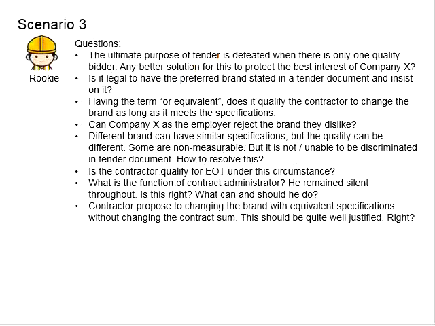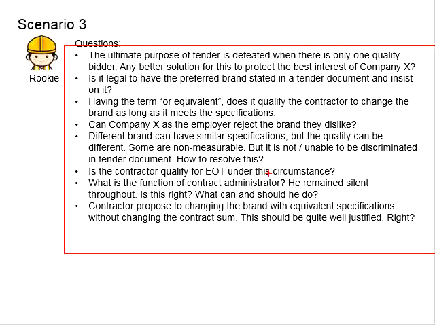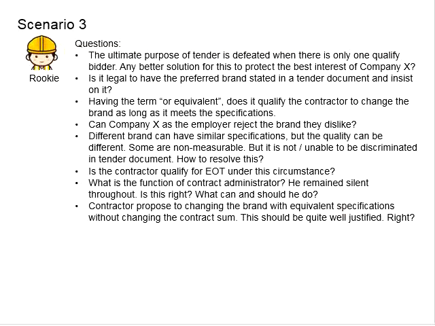Now, studying this case, a series of questions arise. Some of those include whether the ultimate purpose of the tender is defeated when there is only one qualified bidder. We know that we call for tender so that we have more alternatives to choose the best candidate to carry out the construction work.